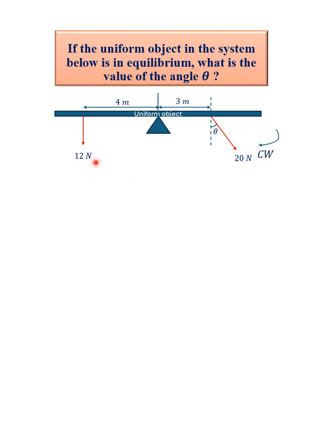Similarly, the 12 Newton force will cause the object to turn in an anti-clockwise direction about the knife edge. Therefore, it creates an anti-clockwise moment. For this uniform object to be balanced, definitely the clockwise moment should be equal to the anti-clockwise moment. However, we have to note that the moment of a force is always the product of the force and the perpendicular distance. This force is perpendicular to the distance of 4 meters. However, the force of 20 Newton is not perpendicular to the distance of 3 meters.